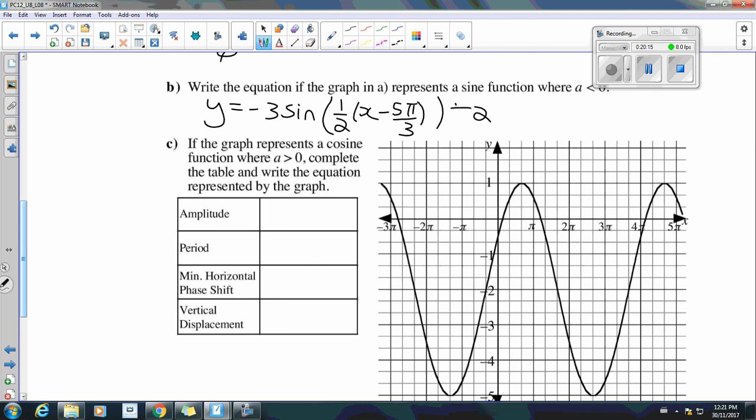So everything is the same in this graph. The graph is identical, so the amplitude is still 3. The period is still 4 pi. The vertical displacement hasn't changed. What does change is our phase shift.